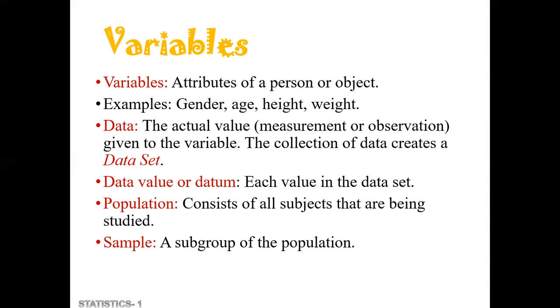What is the data? The actual value, which is used in measurement or observation, which is given to a variable, is called data. The collection of data creates what is called the set of data, or the data set. The next one is a data value or datum. Each value in the data set is called a data value or datum. Population consists of all the subjects that have been studied. A sample is a subgroup of a population. This is how there is a difference between the variable, the data, data set, data value, population, and sample.